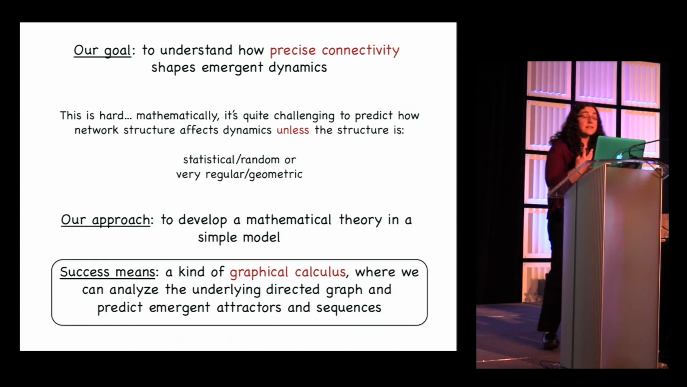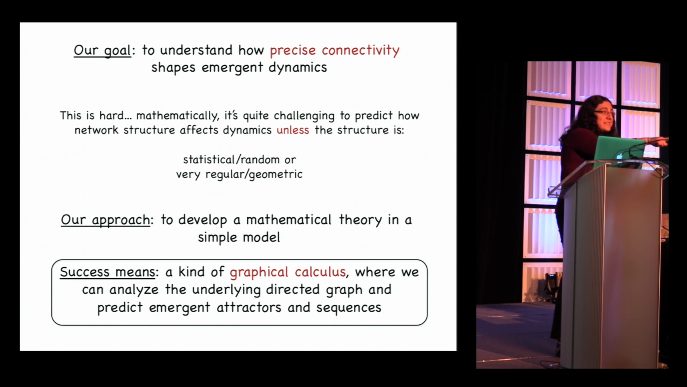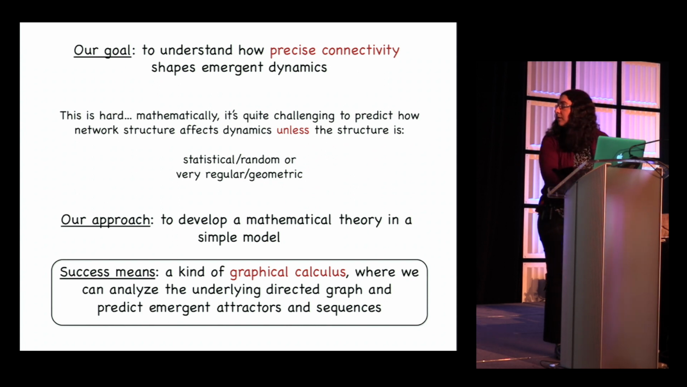I'm going to tell you what we mean by success. Success for us is going to be having a kind of graphical calculus. There's going to be an underlying directed graph, which gives the architecture of the network. And we're going to be happy if we can analyze the graph and make predictions about the emergent dynamics, the attractors, and so on. And not just statistical predictions. We want to say that a set of neurons is going to support an attractor, if that makes sense. You'll see in more detail.